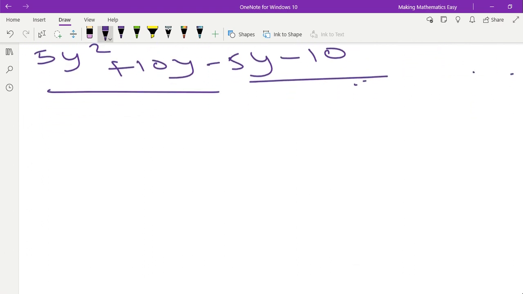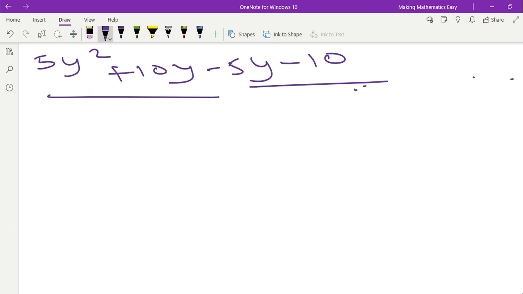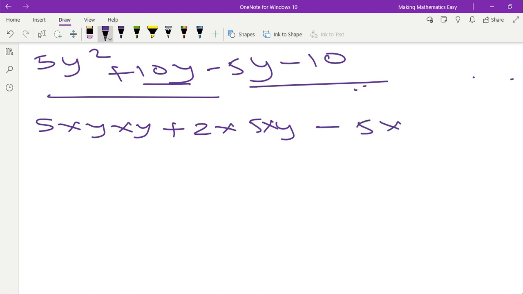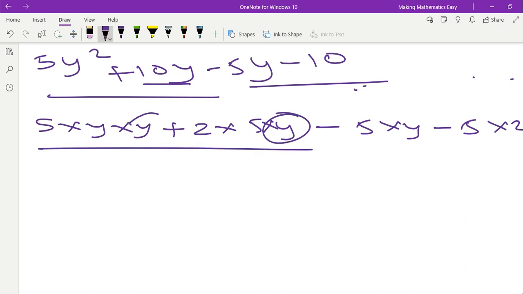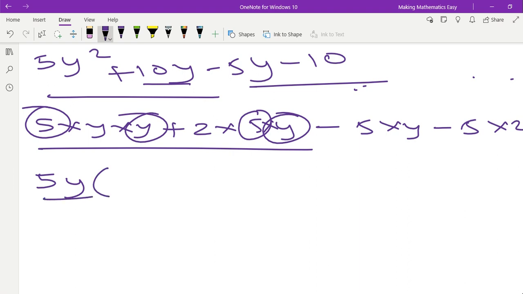Now I am going to find out the factor between these terms. So this is nothing but 5 into y. This is nothing but 2 into 5 into y. This is 5 into y, and this is 5 into 2. Now we need to find out common over here. So we have one y common over here and one 5 also common over here. So you need to take both the common terms outside. That is 5y. 5 into y is 5y. So what is remaining over here is y, this plus and this 2 over here.